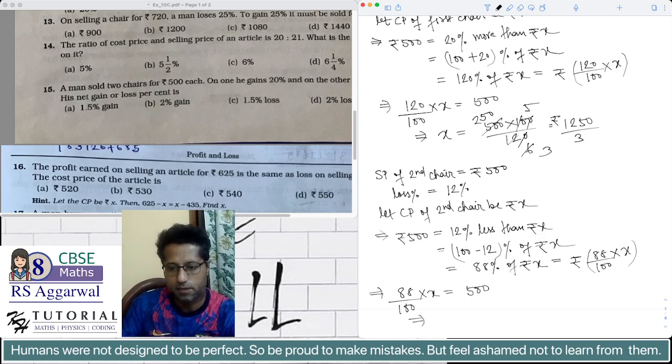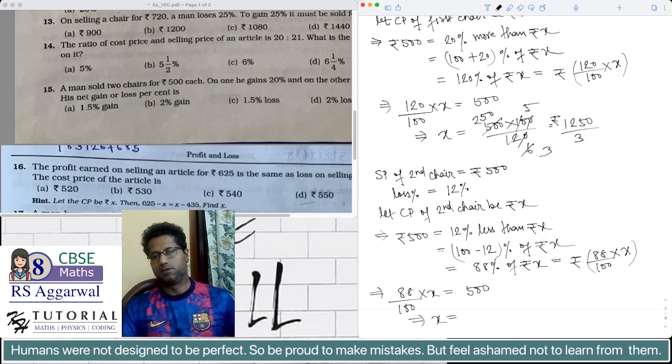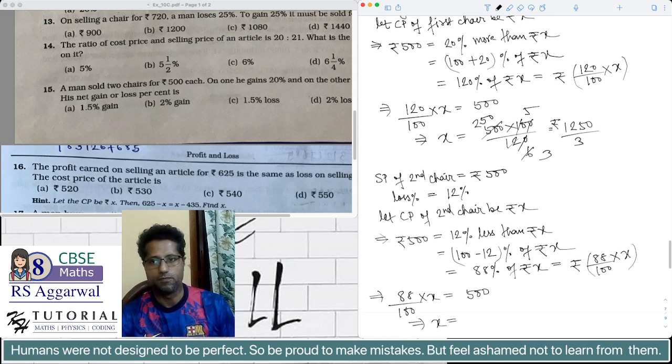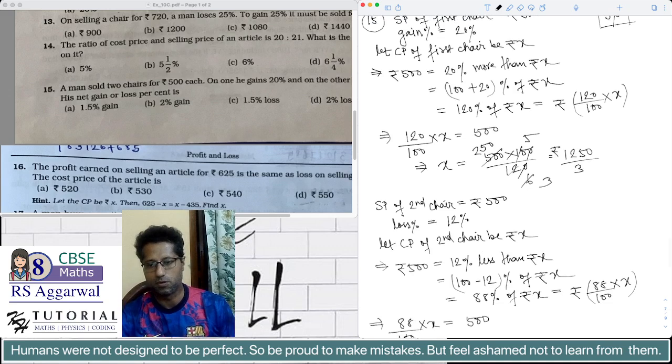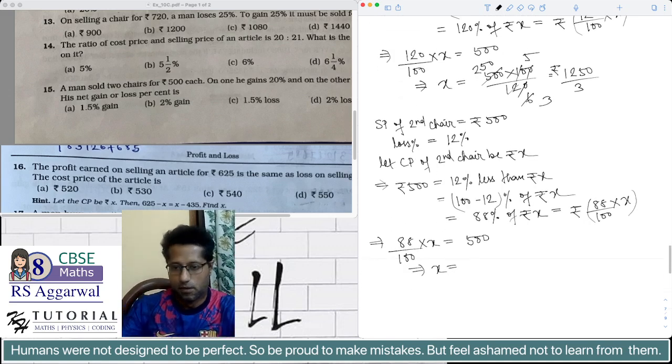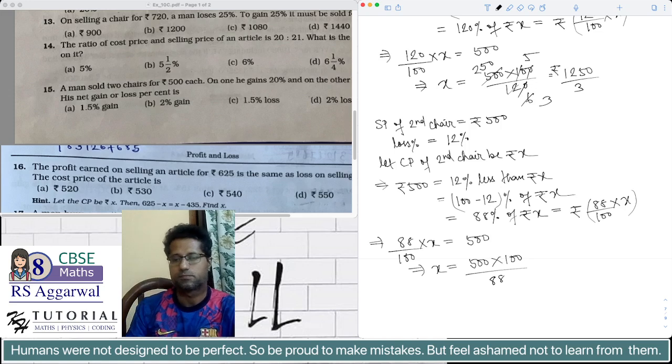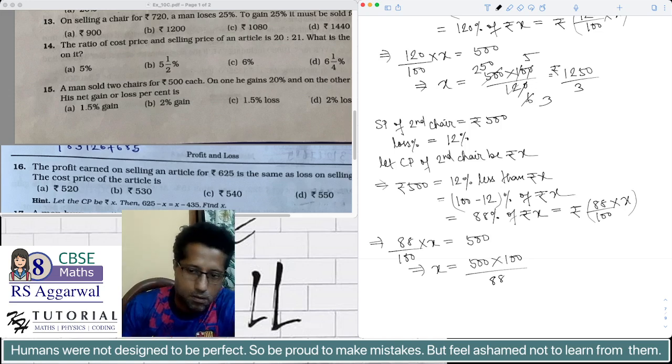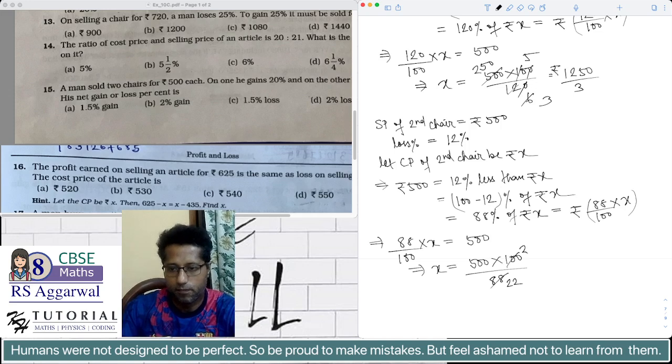This implies X is equal to, please do not confuse this X with the earlier X. The earlier X was the cost price of the first chair, and this X we have assumed to be the cost price of the second chair. So this X will be equal to 500 multiplied by 100 divided by 88.